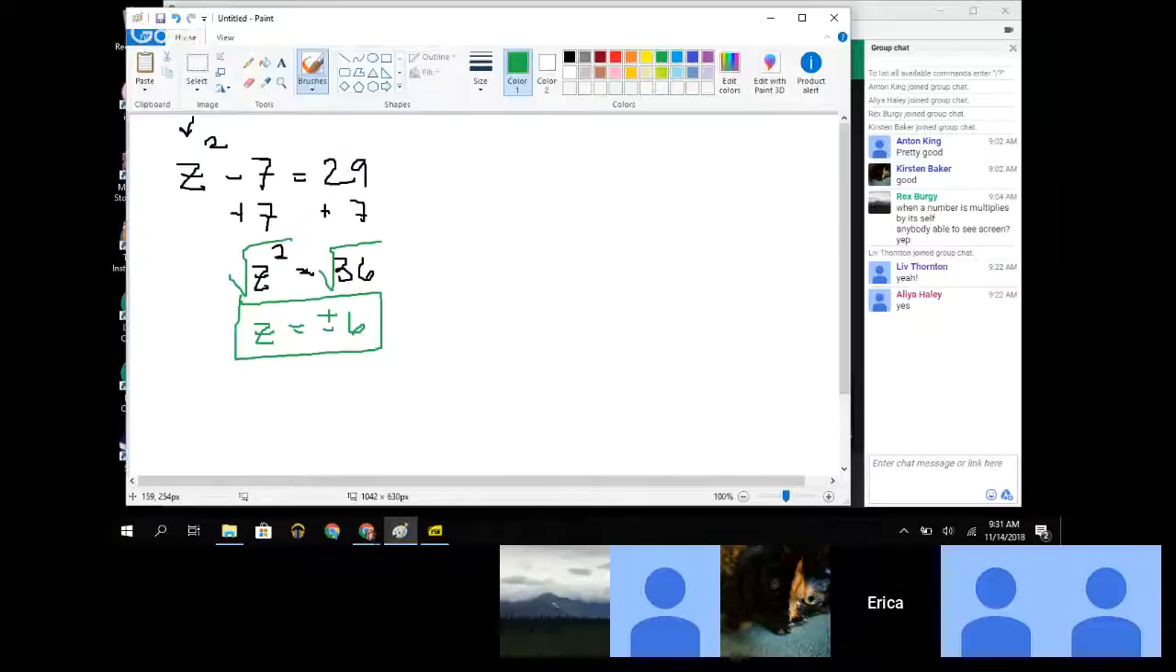So again, I could have factored this and solved it, right? But this is kind of like a shortcut method where I don't have to do the factoring because I don't have a middle term. Okay, kind of making sense?